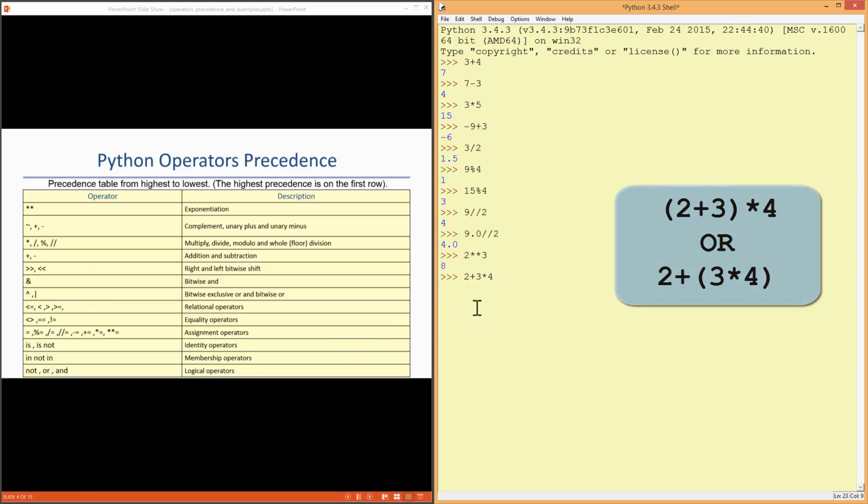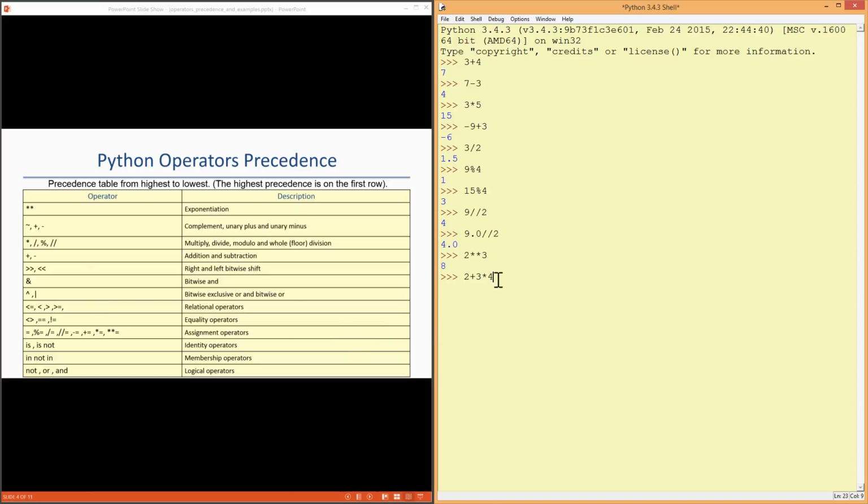Now if you go to Python IDLE and look at the symbols, you will see that the multiplication symbol has a higher precedence than the plus symbol. That means when you do this, Python automatically takes the multiplication first and then performs the addition. So the answer, of course, would be 14.